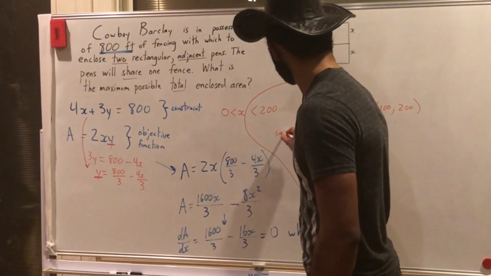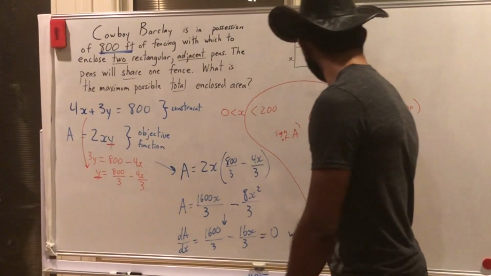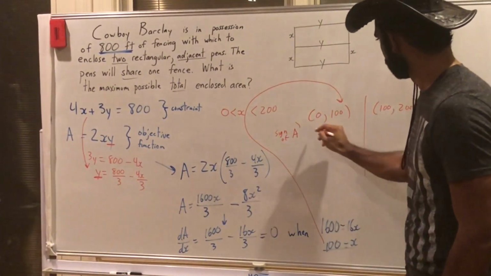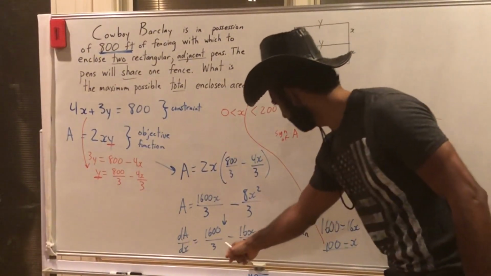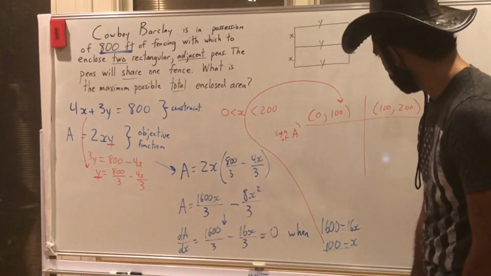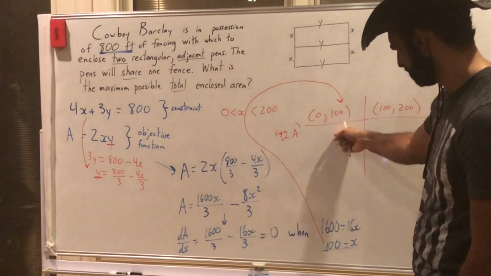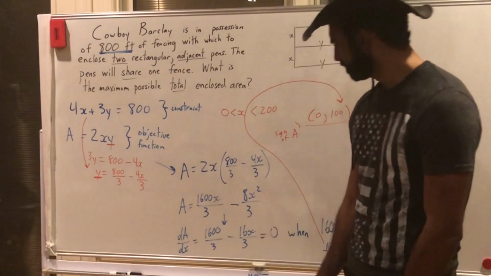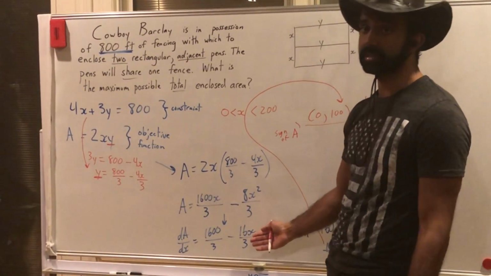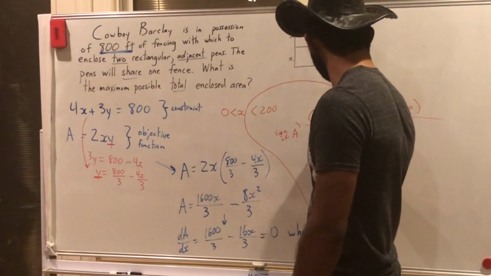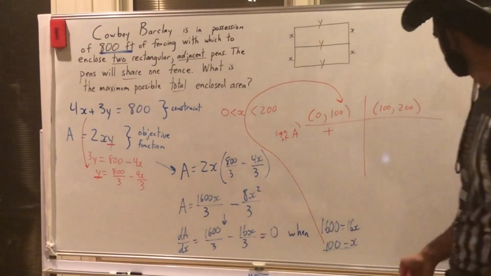And I want to know what my function, I'll say derivative, is doing. What is its sign? What is the sign of A prime on this first interval? If you take a number, let's say 1, and stick 1 in for x, that would be a positive number. 1600 over 3 minus 16 over 3 is something positive. So the sign of A prime is positive.